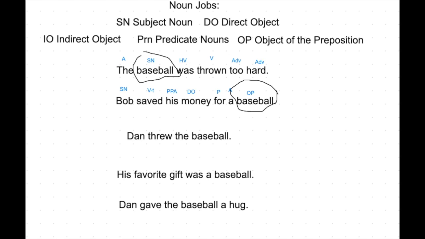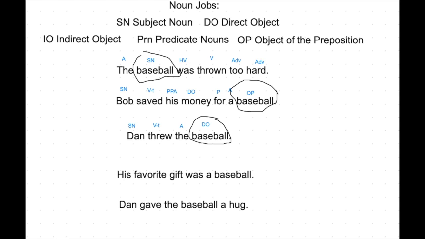Okay, we're going to see it used in a different way in the next sentence. Dan threw the baseball. Who threw the baseball? Dan, subject noun. What is being said about Dan? He threw, verb. Dan threw what? Baseball. Does baseball mean the same thing as Dan? No. So baseball is a direct object. Make the verb a verb transitive. The is always an article adjective. So as you can see here, baseball is used as a direct object.